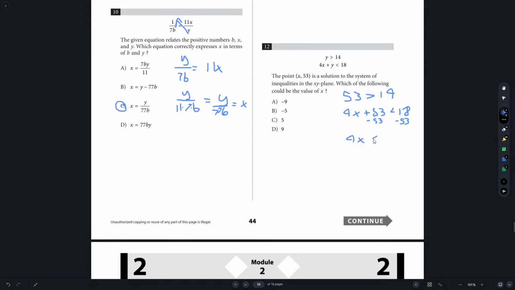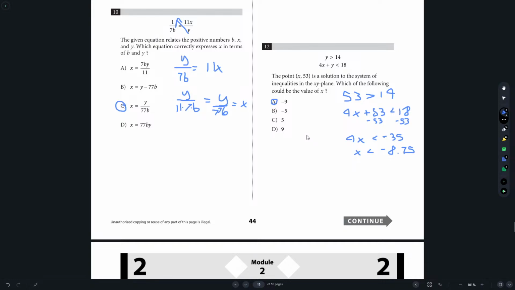We have 4x is less than, what is that? Negative 45? No, negative 35. And then x is less than, let's see, negative 8.75. So negative 9 would be an appropriate solution, and that makes sense because it means the other ones aren't viable.